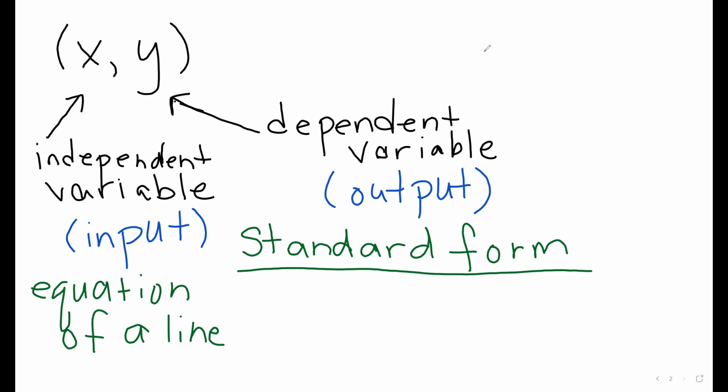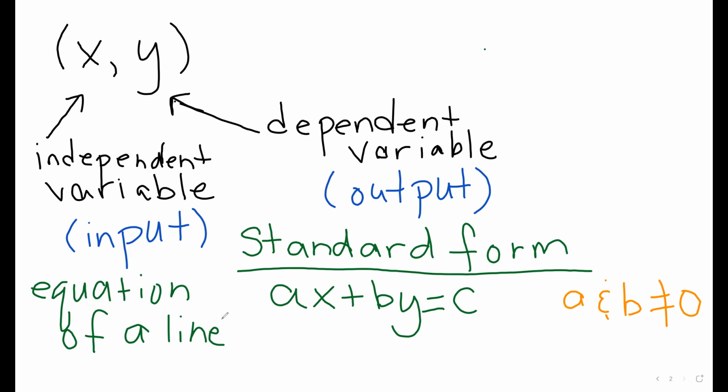That equation in standard form is ax plus by equals c. Make a note that a and b both cannot be 0. A, b, and c are real numbers. Again, one of a or b can be 0, but not both.